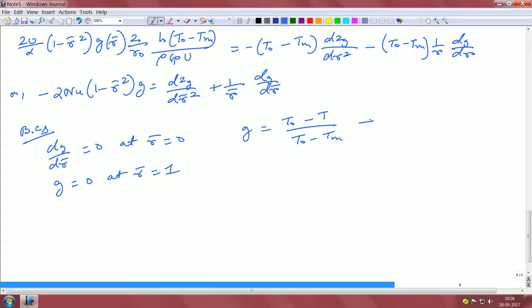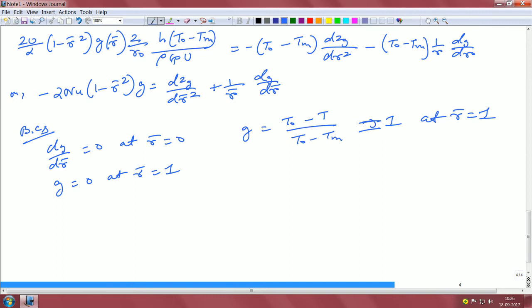So, naturally this will approach 1, or this will be equal to 1 at r bar equal to 1, right. And similarly, the temperature profile will have a general inflection, so that dg by dr at r equal to 0 will be equal to 0, right. So, these two boundary conditions are fine.